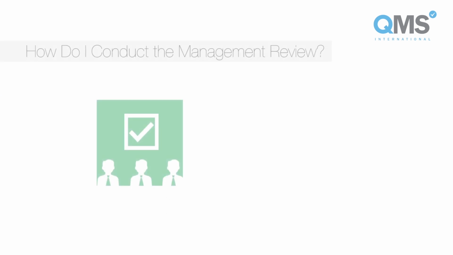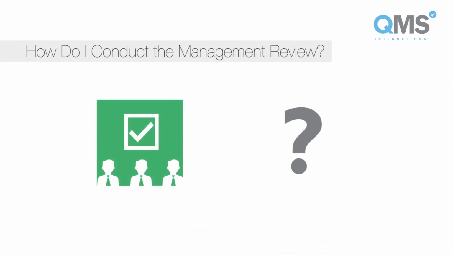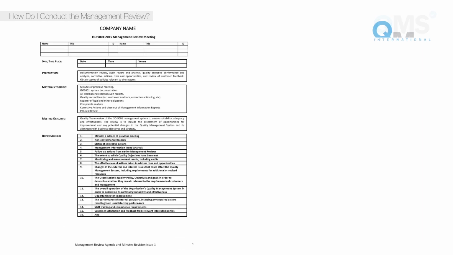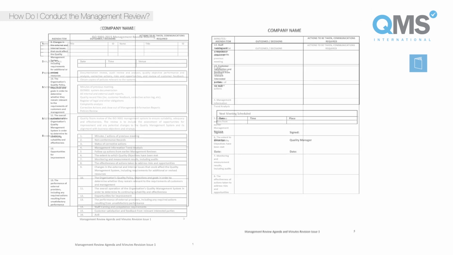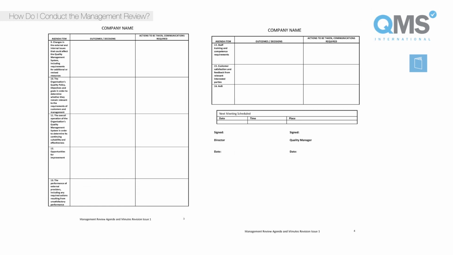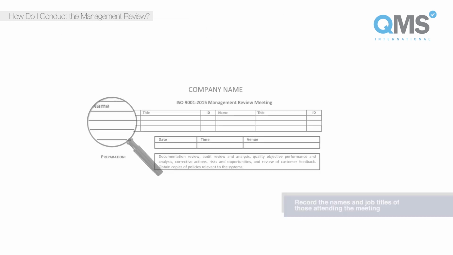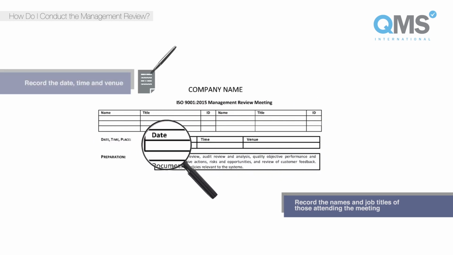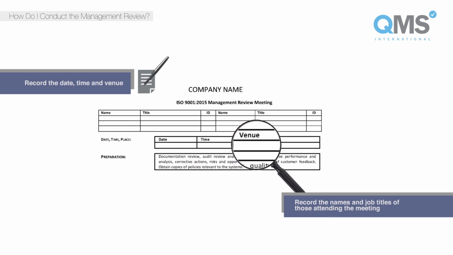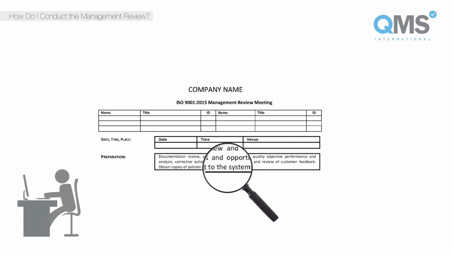How do I conduct the management review? In order to help you conduct the management review, we provide you with a template which will look similar to this. It's not mandatory to use this template, but let's take a look at it to see how it might help you. Firstly, you should record the names and job titles of those who are attending the meeting, followed by the date, time and venue. You will then need to do some preparation.